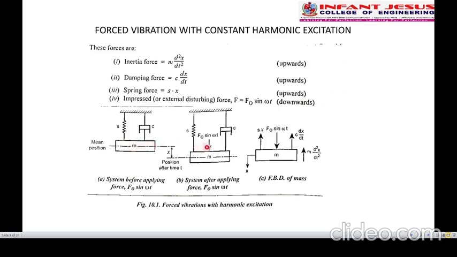When we give a harmonic force, so periodic force, it is having sine omega t. Since it has the sine omega t, this is a harmonic force which is a periodic movement. That is a sine wave. So when the harmonic force is applied, the mass is displaced to a distance x. So the position is moved from the initial position to this position after a time t.